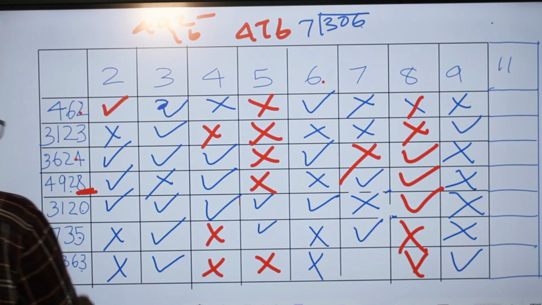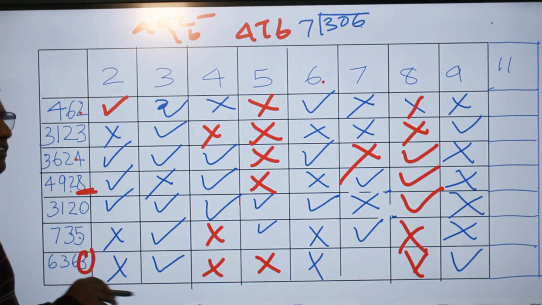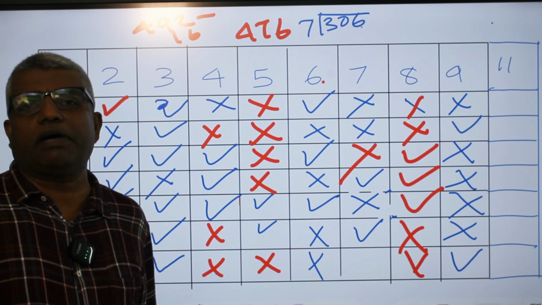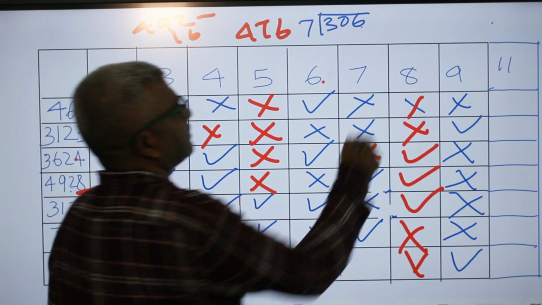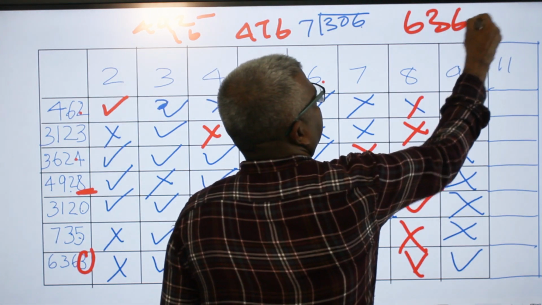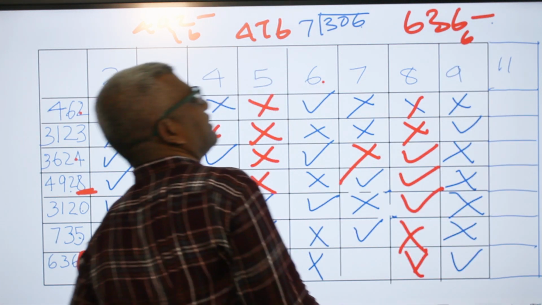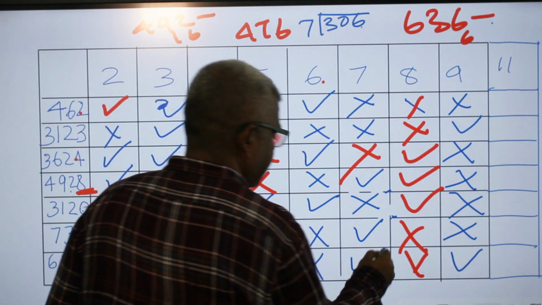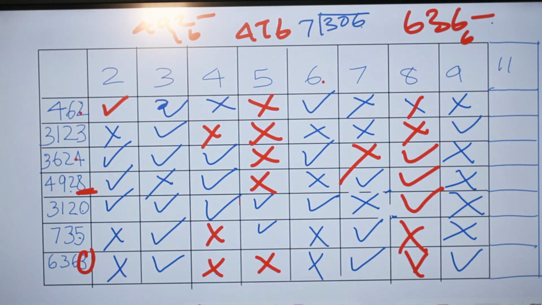6363: last digit is 3. 3 multiplied by 2 is 6. 636 minus 6 is 630. 630 means 63. 63 is divisible by 7. Okay, so 6363 is also divisible by 7.